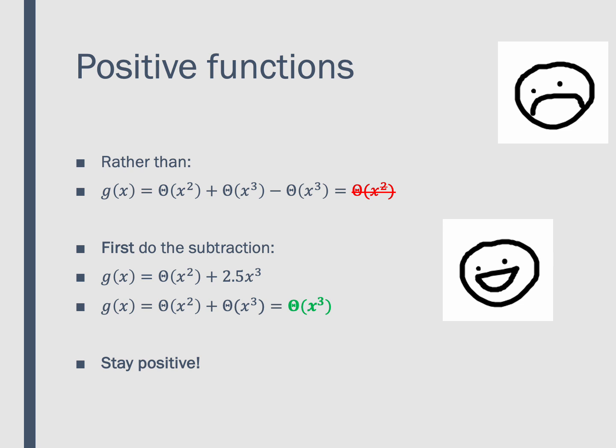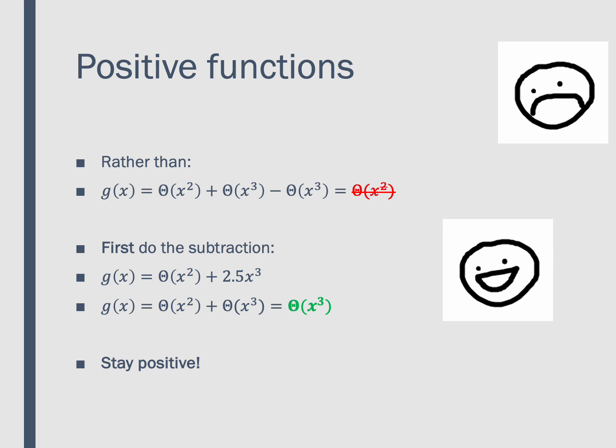There's a problem here. This overlooks the possibility that x cube dominates x square, meaning g(x) growth rate would actually be closer to x cube. To handle this correctly, we first simplify step by step. Instead of subtracting x cube, consider the growth rates individually. We rewrite g(x) as x square plus 2.5 x cube. So we are rewriting the same function.